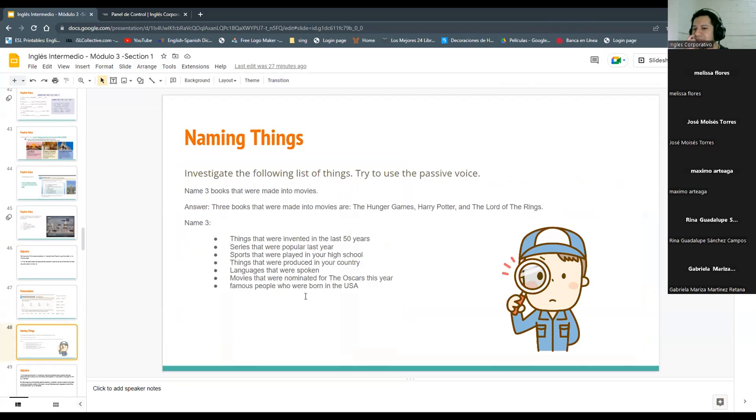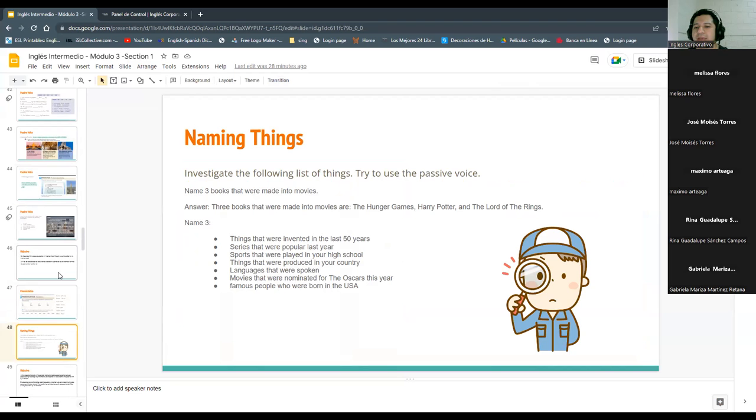this is what I want you to investigate, okay? Just to remind you, we're going to finish with the passive voice this time. And I want you to investigate the following list of things. Try to use the passive voice also. Name three books that were made into movies.